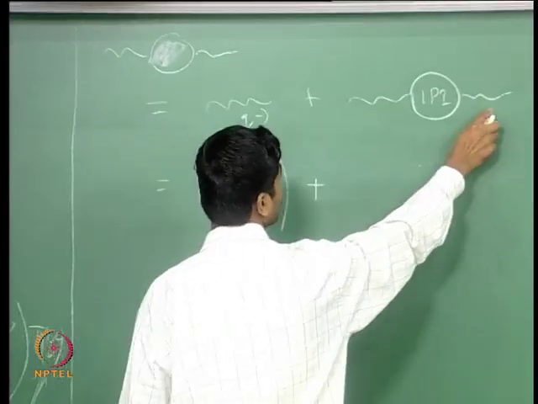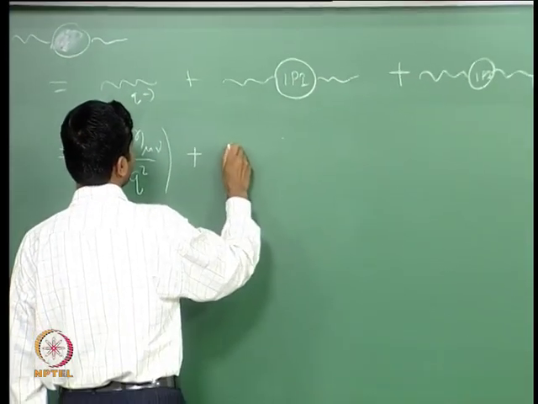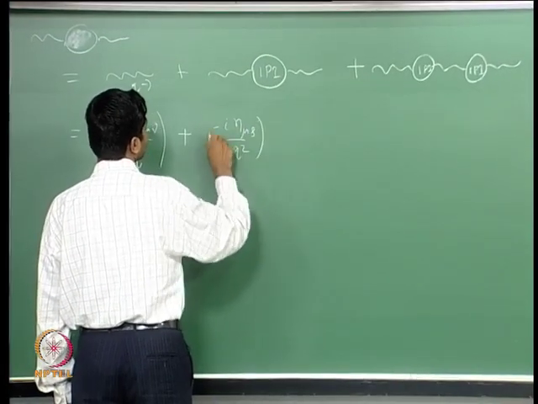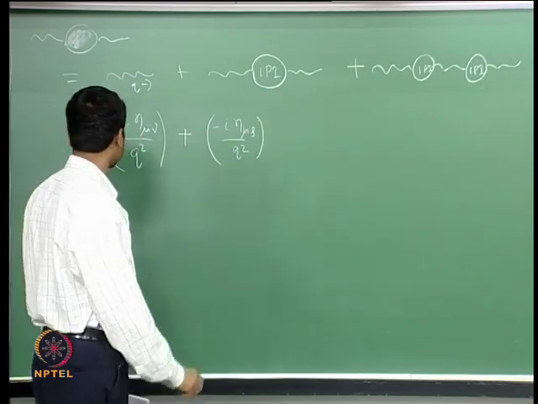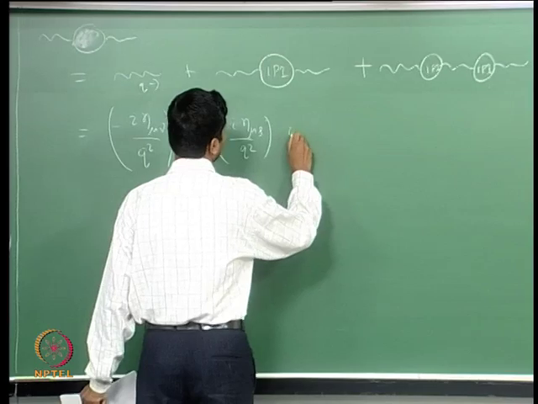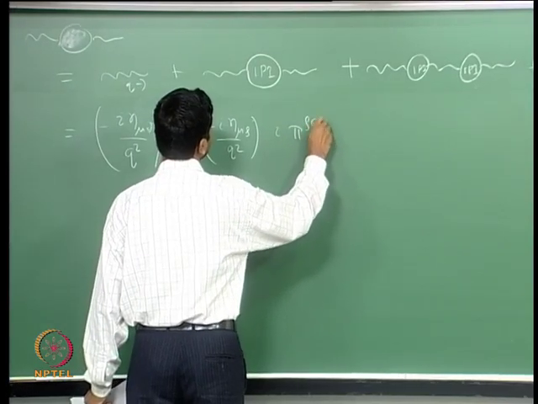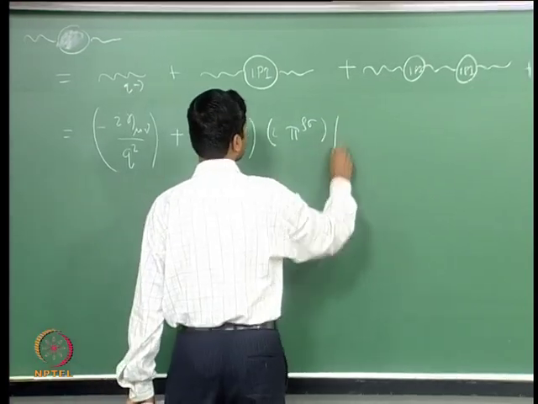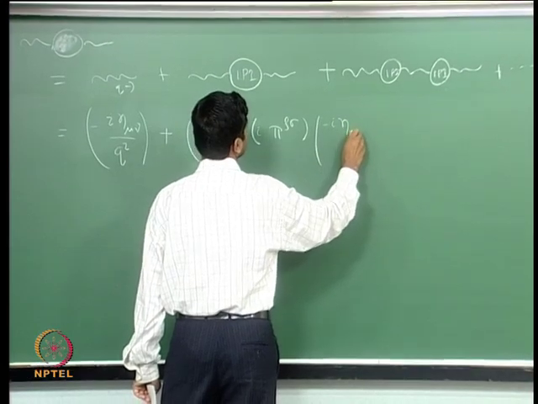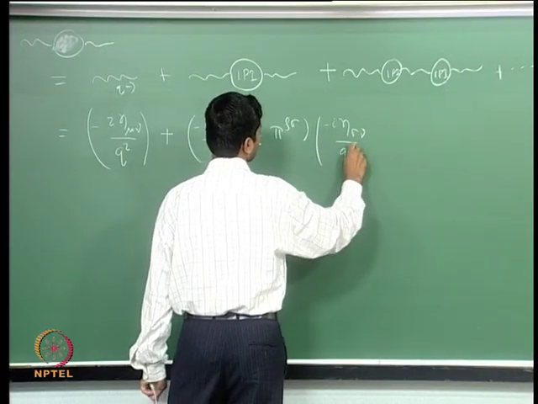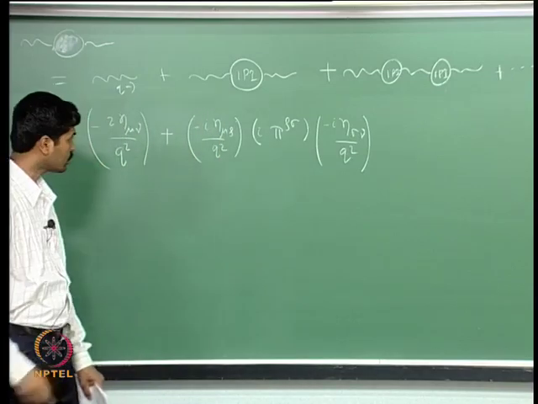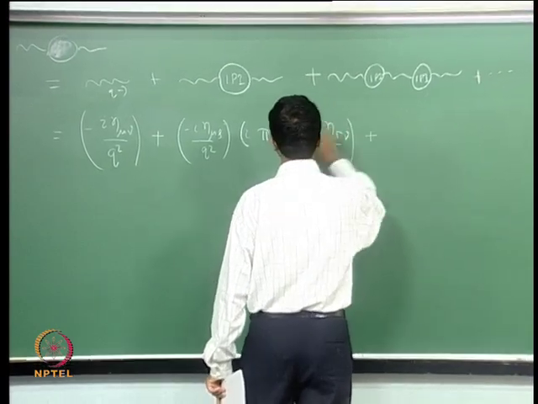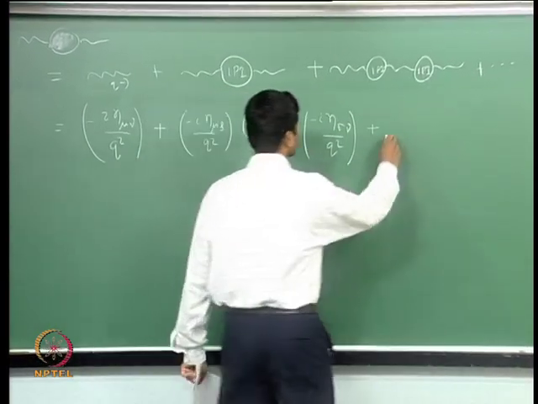Here you will have one photon propagator, which will simply be minus i η_μρ over q². Then you will have this, which I denote to be i π_ρσ, and you have finally the photon propagator here, which is again given by minus i η_σν divided by q². Then you have a diagram here, which will have two such terms and so on. So, this is what you are going to get here.